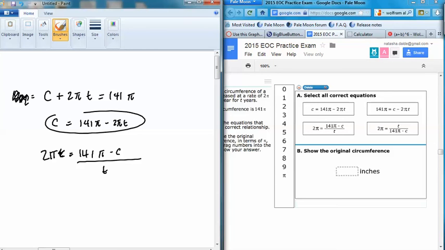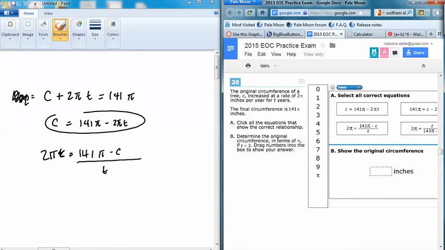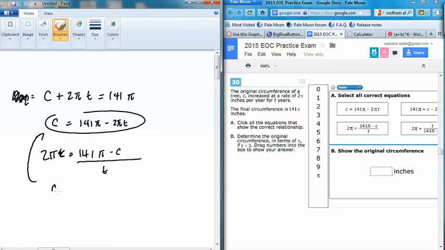Let's see. Part B. Determine the original circumference in terms of pi if t were 3. Oh, okay. Then all they're asking me to do is figure out what c is if t is 3. Okay. So c is equal to 141 pi minus 2 pi times 3. So that's 6 pi.